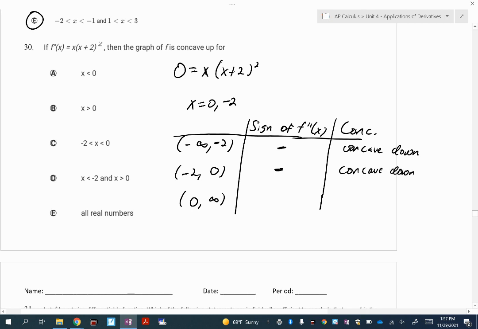And finally, if I plug in +1, everything's positive. So we have our answer for where it is concave up. It's concave up on the interval between 0 and infinity, which is values for x that are greater than 0. Okay, 31.